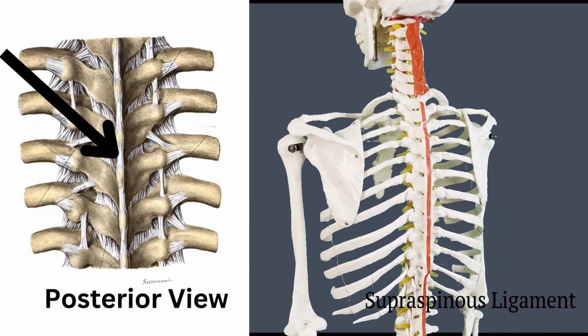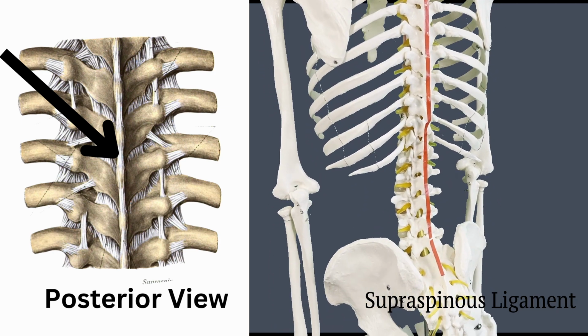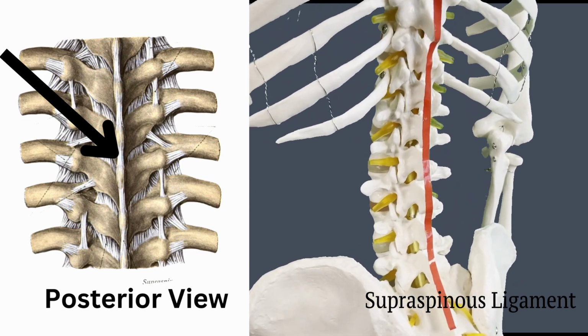Here we have the supraspinous ligament in the thoracic and in the lumbar region, running on the posterior aspects of the spinous processes, running down the entire length of the spinal column.